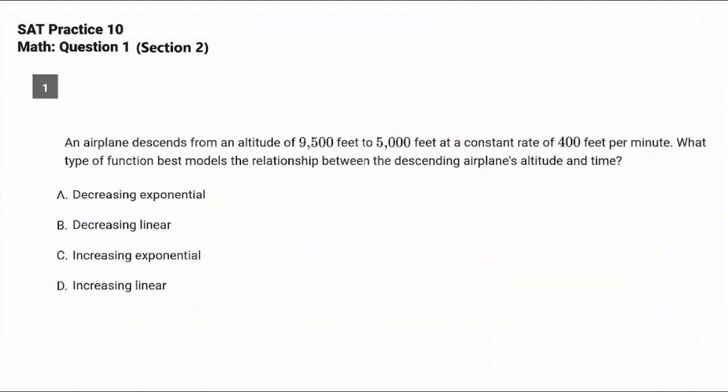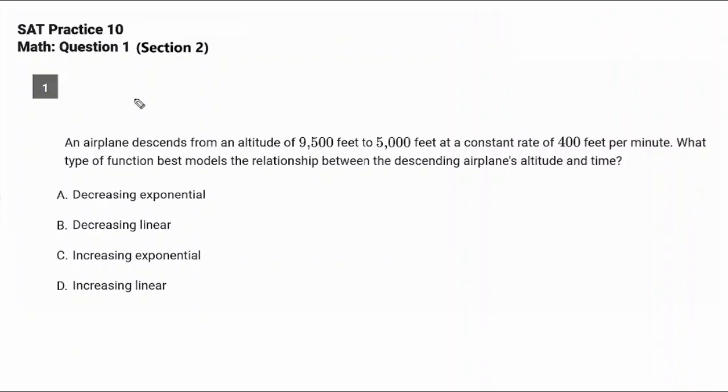We're on SAT Practice Test 10, Math, Section 2, Question 1. When you get to Section 2, the first 2 questions are easy. They're so easy that you're going to think you must have blown Section 1 and ended up in the easy Section 2. An airplane descends from an altitude of 9,500 feet to 5,000 feet at a constant rate of 400 feet per minute. What type of function best models the relationship between the descending airplane's altitude and time?